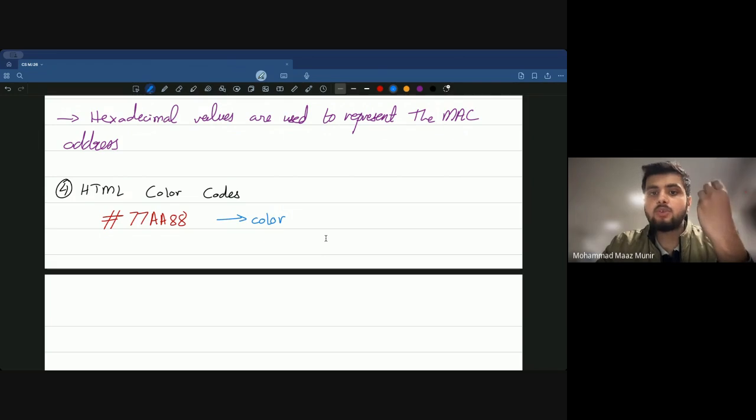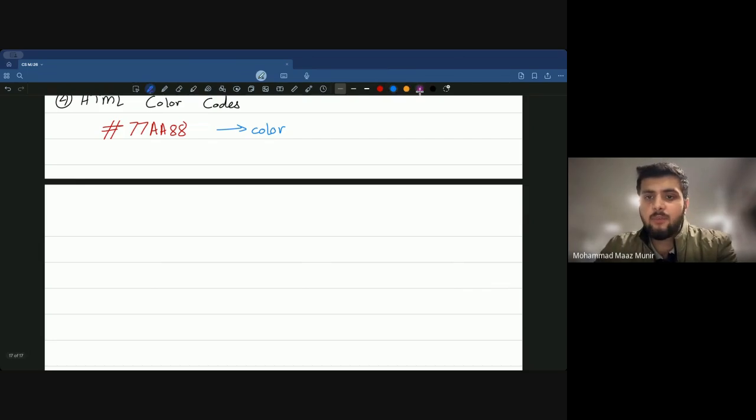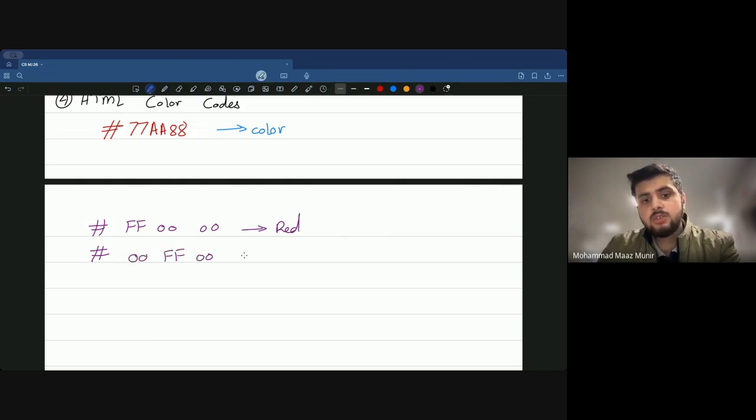Your color codes are also represented in hexadecimal, and these basically represent different sorts of colors. So if I want to alter this part and make it something like FF0000, this is basically indicating red color in hexadecimal. But if I alter it and make it something like 00FF00, then this is going to become blue.